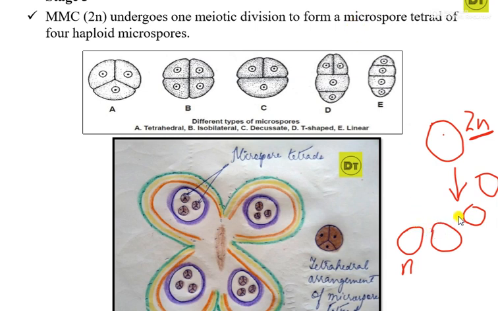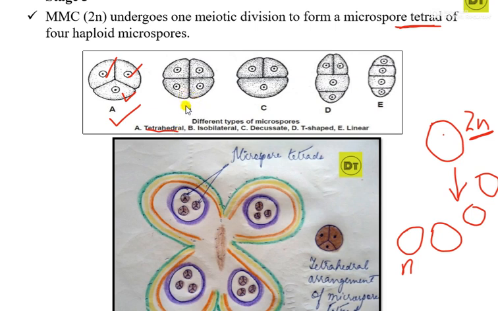Now the 4 microspores will remain together and they will form a structure known as a microspore tetrad. Tetrad means 4. Now how is this microspore tetrad arranged? There may be 5 different types of microspore arrangement in a tetrad. Let's see in the diagram given here. In the first type, you see 1, 2, 3 microspores are arranged, and the 4th will be behind this structure. This type of arrangement is known as tetrahedral type.